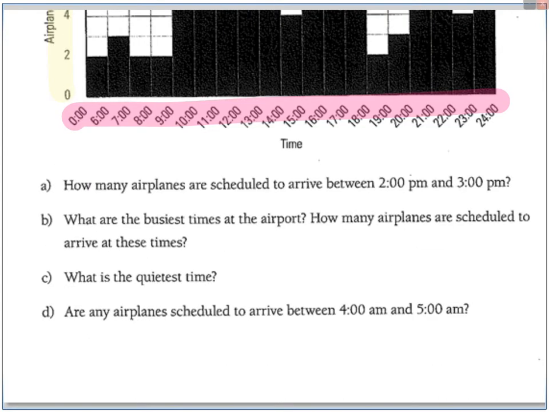Are there any airplanes scheduled to arrive between 4 a.m. and 5 a.m.? Well, maybe 2. We don't know exactly. Somewhere between 0 and 6. So who knows? This is kind of vague. We just know between 0 and 6 there's 2. They could come at 1 a.m. for all we know. So there's not enough information to answer this.